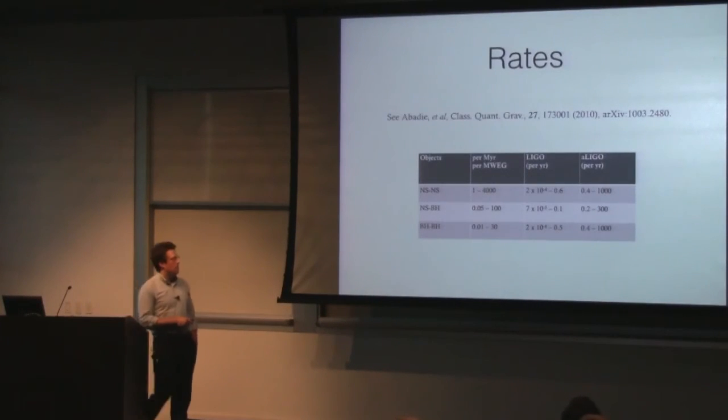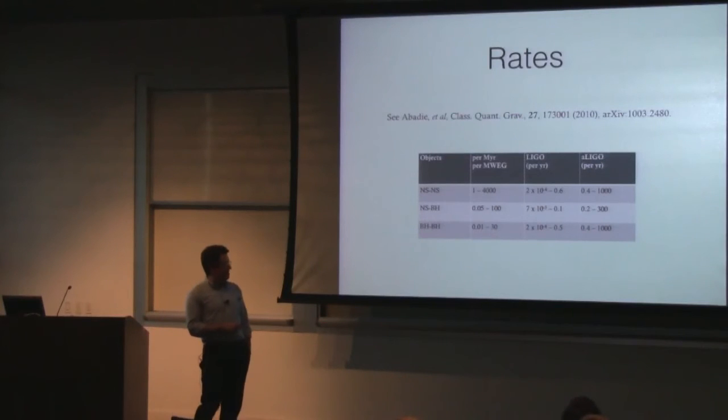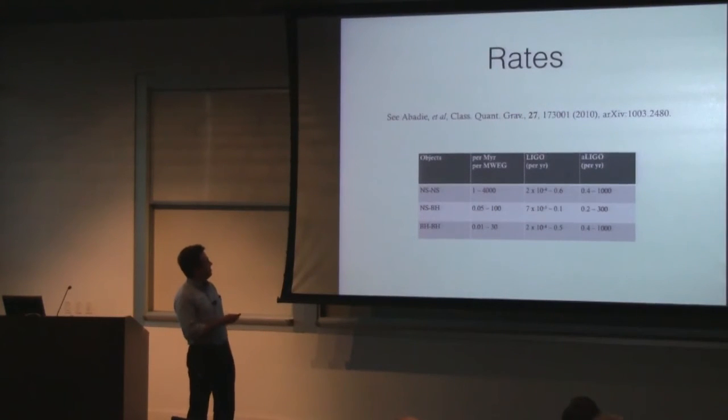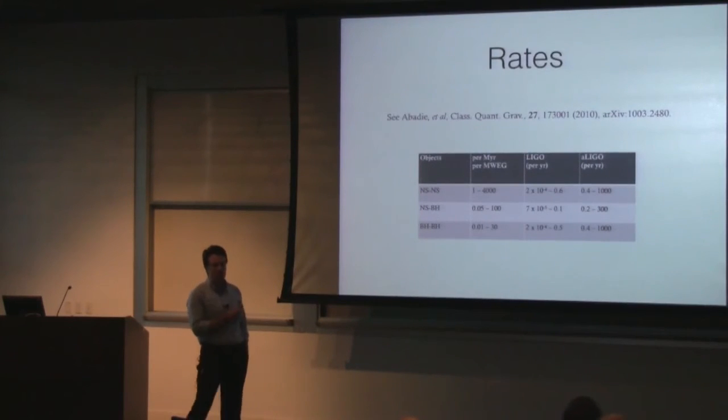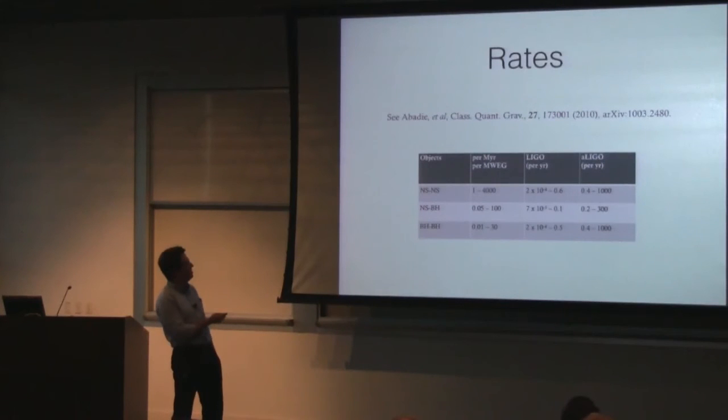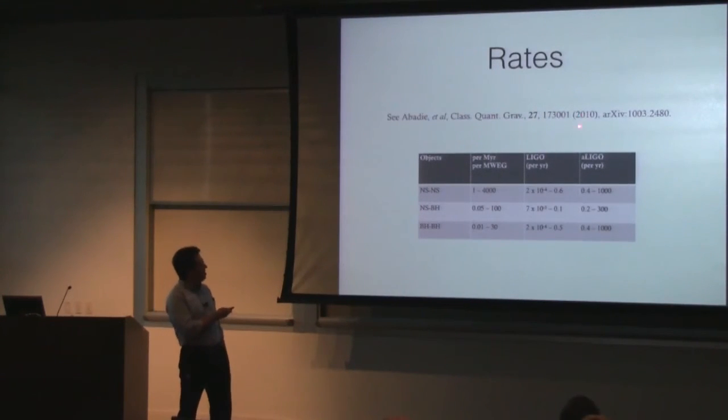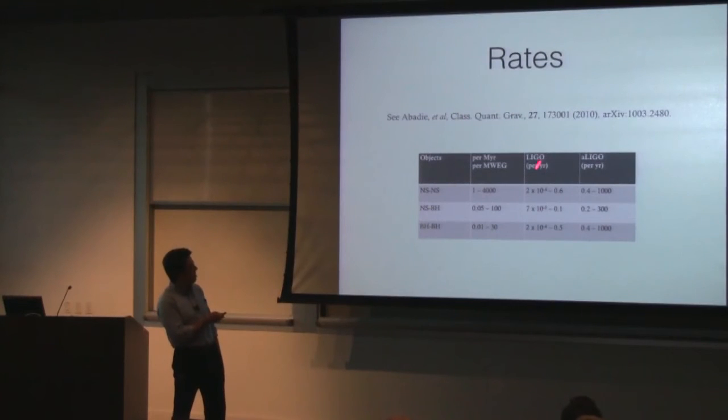To whet your appetite, this is what we call the rates paper. It's a living review document. We try to keep it up to date. I'm not sure that it completely tracks population synthesis because that's a pretty fascinating field. But it's estimates of sources. This is initial LIGO, which is over and done with. This is advanced LIGO. We haven't reached that sensitivity. We're somewhere between here and here. And this is predictions.